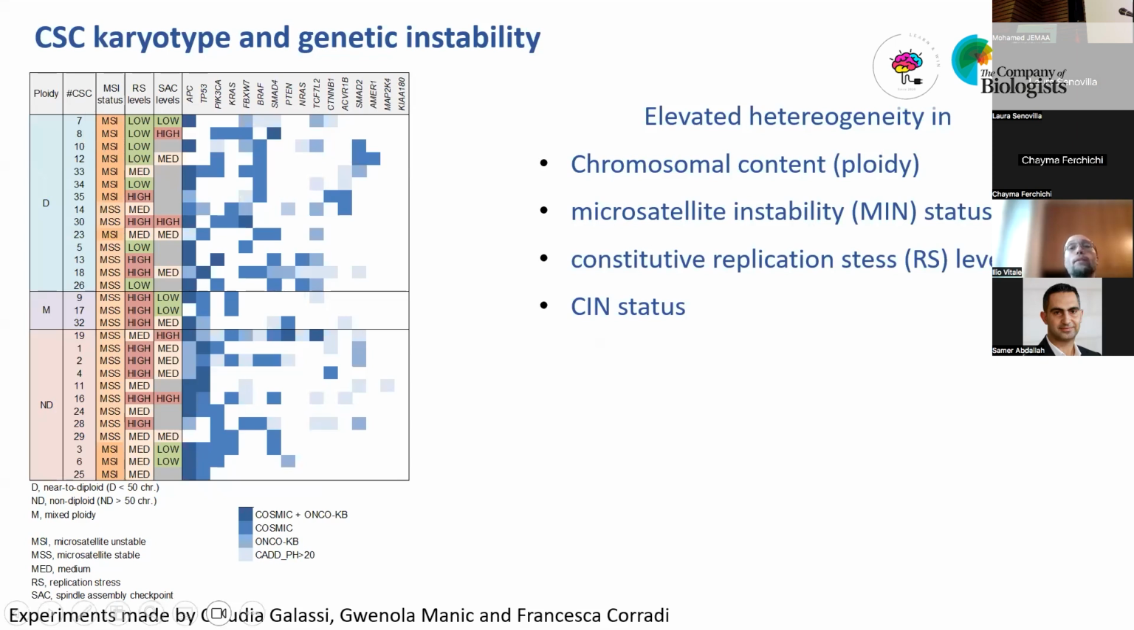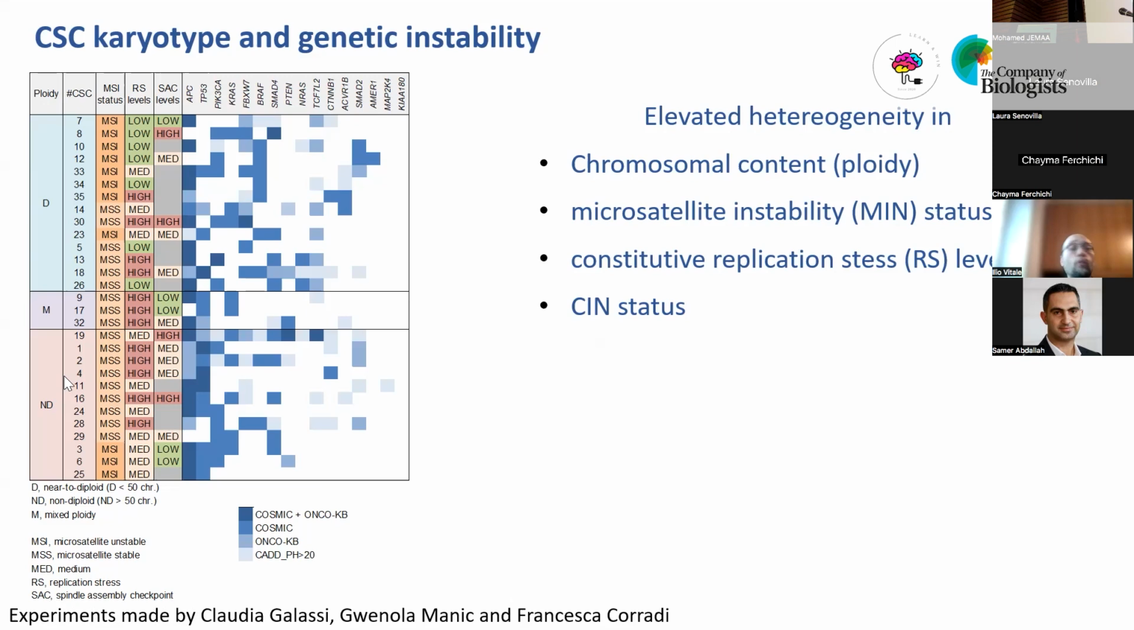And as you can see, we have characterized this panel at the genetic level. I just want to focus on some characteristics. So the panel is divided on the basis of the ploidy. In pale blue, the cells that have a ploidy close to diploidy. Hereafter, I will dub them diploid for the sake of simplicity, but they are not perfectly diploid as a whole cancer cell, of course.